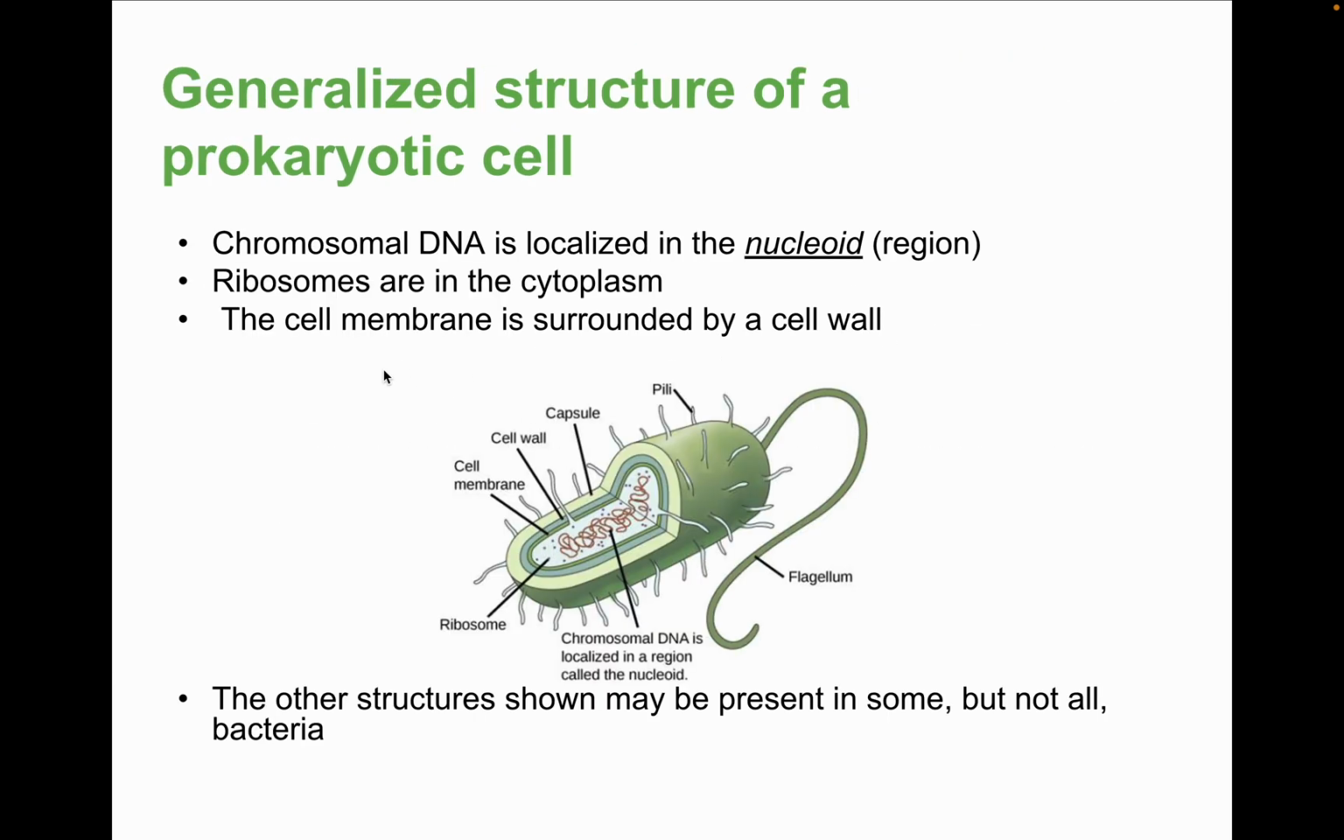So the ribosomes are also floating around the cytoplasm. The cell membrane is surrounded by a cell wall, which is why some bacteria are so hard to kill, because they have so many layers of protection. And the other structures shown might be present in some bacteria, but not all. So, for example, looking at the flagellum, which is kind of like a little tail that bacteria use to move, only some bacteria have it, and not every single bacterium has this feature, the flagellum.